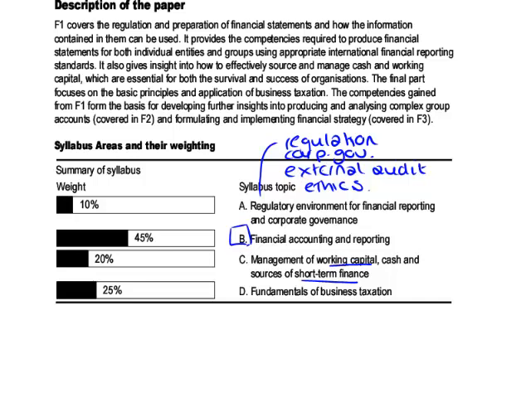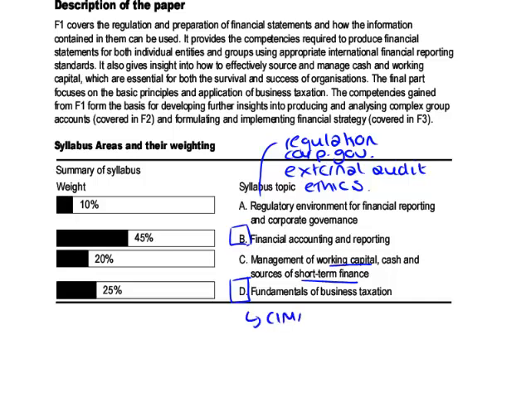So there'll be a few formulae that you need to learn in terms of calculating things like the economic order quantity for inventory, and again, lots of question practice there to get very competent at all the different techniques that you need to master. The last syllabus topic area that we've got is taxation, fundamentals of business taxation.